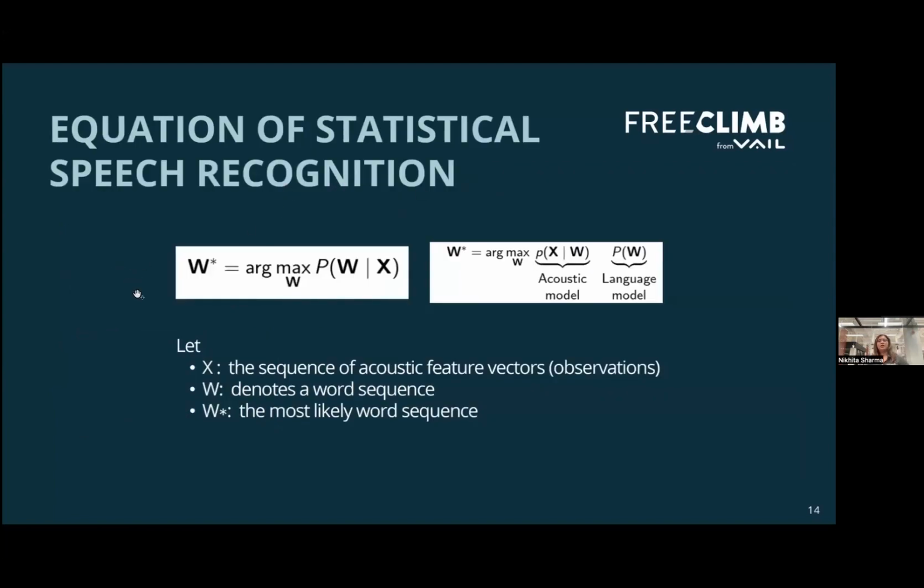Essentially, the goal here is to predict the most likely words spoken given a set of features. You can write this as the probability of the words being spoken given certain features X. If you apply Bayes' theorem to this, it can be written as the probability of the features given the words, and the probability of the words. The first part forms the acoustic model, and the second part forms the language model. And we'll look at more details about what these different parts are.